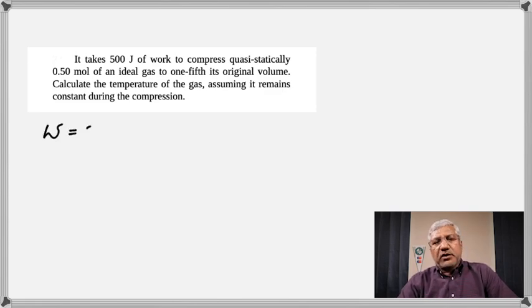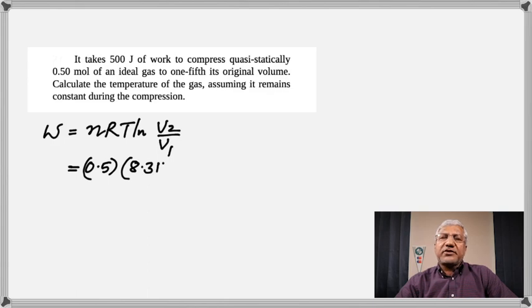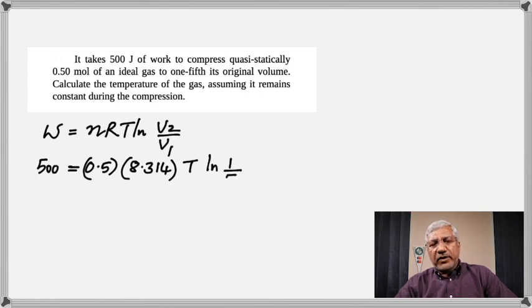Okay, so what is the formula for work in an isothermal process? It's nRT natural log V2 by V1. Number of moles is given, 0.5. R is the universal gas constant, which is 8.314. We do not know the temperature, but we know that V2 by V1 is 1 by 5.